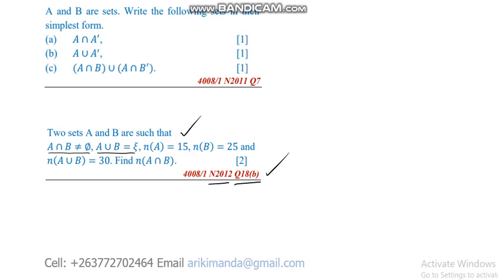And then the next part is saying the number of elements in set A is equal to 15. The number of elements in set B is equal to 25. The number of elements in the union of the two sets A and B is 30. Find the number of elements in the intersection. This one is fairly simple, and this is how we solve it.